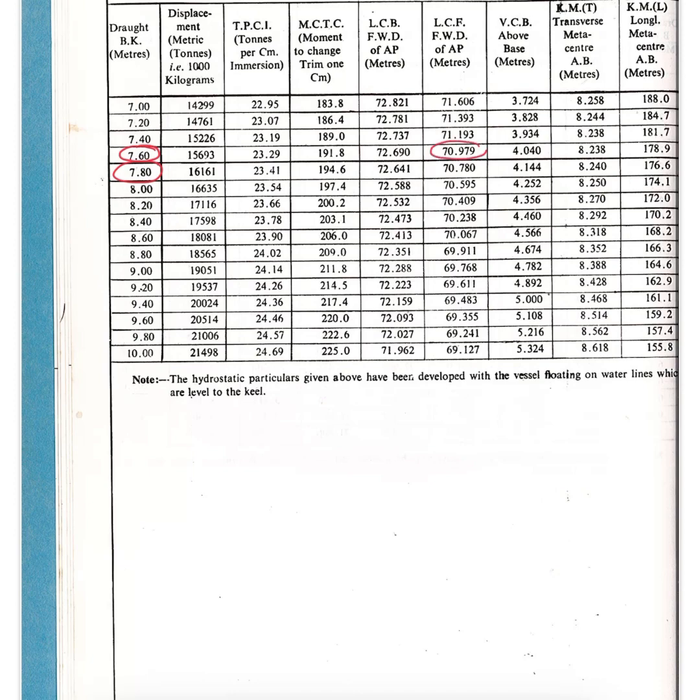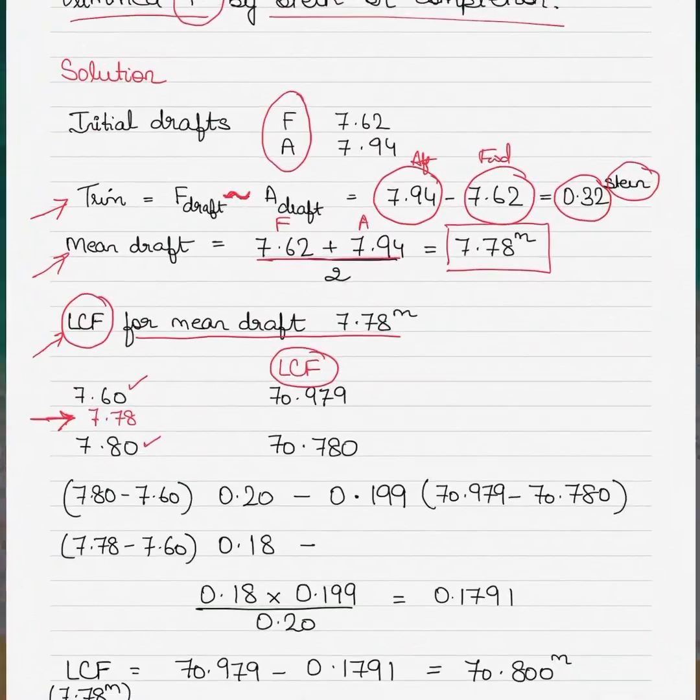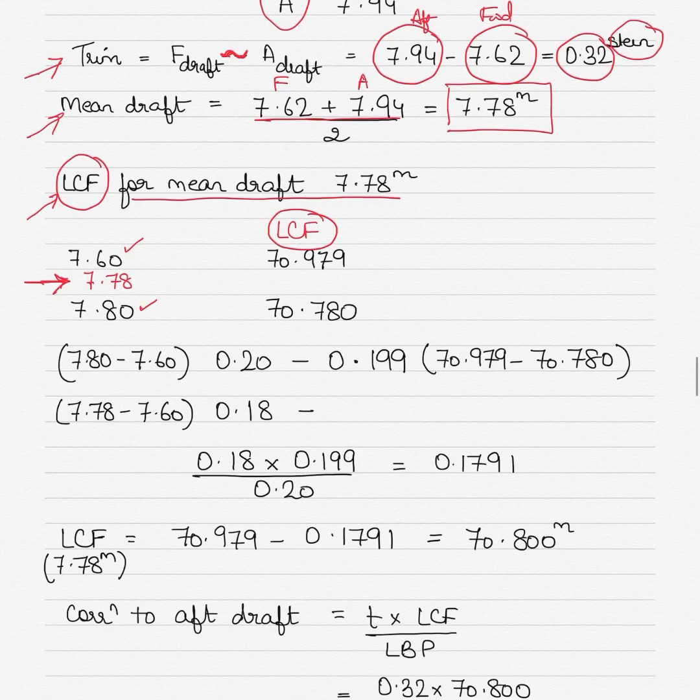So against these we'll find out the LCF values, which is the longitudinal center of flotation values. We'll note these values and go back into the calculation. So once we've got these values, we have to interpolate to find out the LCF value for 7.78. So how do you do the interpolation?